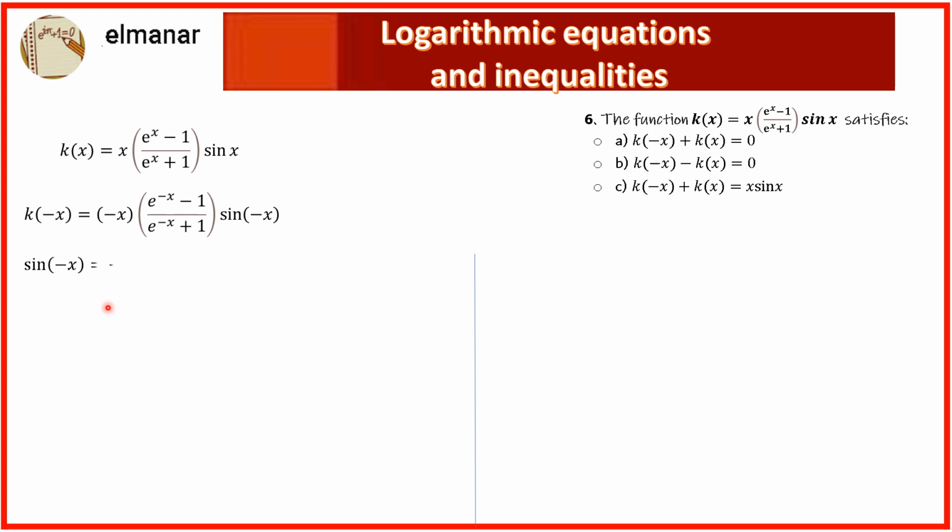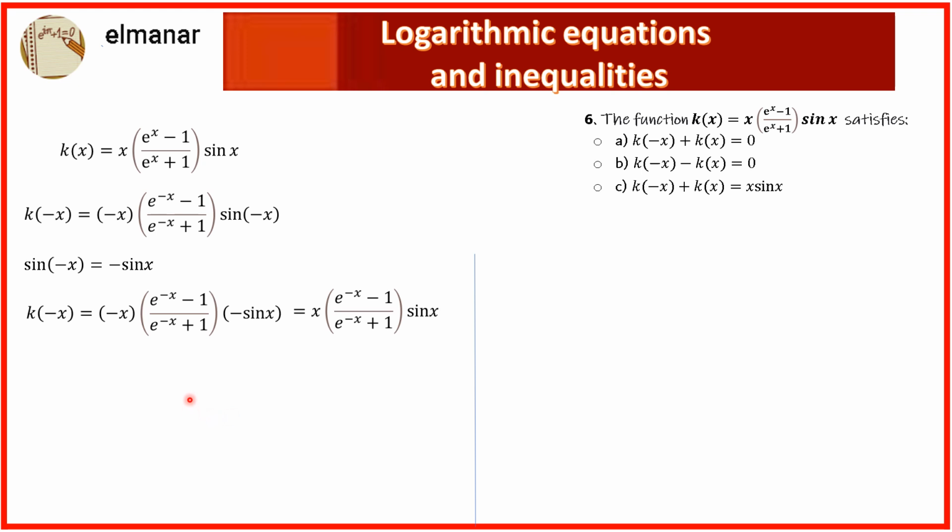From the properties of sine, we know that sine of negative x is equal to negative sine of x. The negative sign moves to the outside. So k of negative x becomes negative x times the fraction e to the negative x minus 1 over e to the negative x plus 1 times negative sine of x. The negative times the negative cancels out, becoming positive. Consequently, it equals positive x times the fraction e to the negative x minus 1 over e to the negative x plus 1 times sine of x.